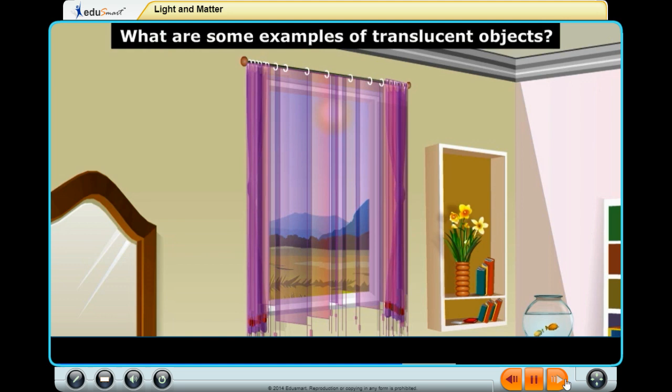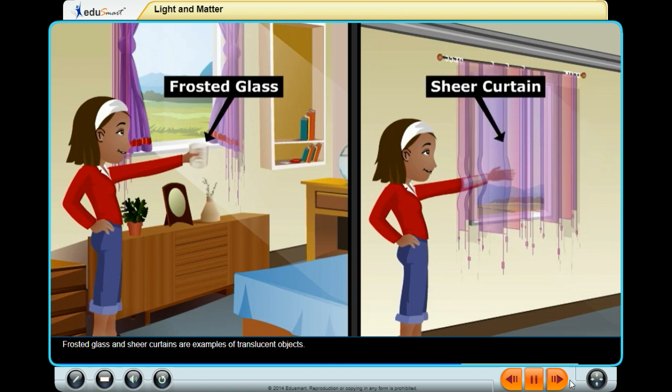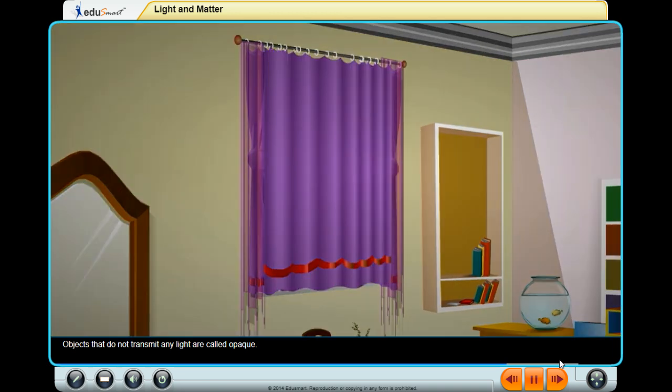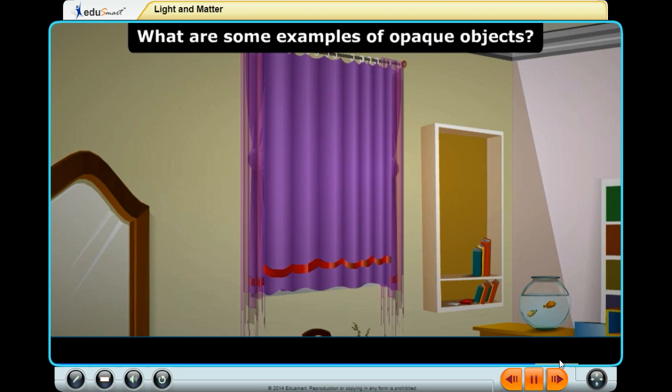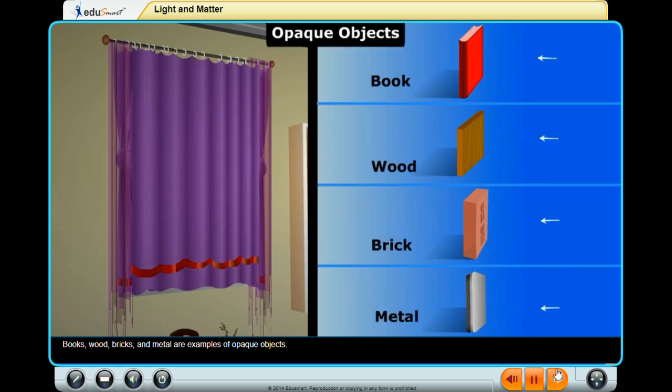What are some examples of translucent objects? Frosted glass and sheer curtains are examples of translucent objects. Objects that do not transmit any light are called opaque. What are some examples of opaque objects? Books, wood, bricks, and metal are examples of opaque objects.